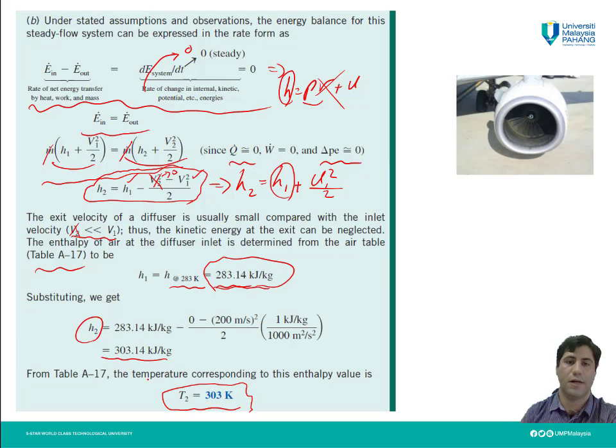Then we can find the temperature of the air at the exit of the diffuser by this interpolation. So the temperature of the air will be 303 Kelvin at the exit of the diffuser, which was for the jet engine.